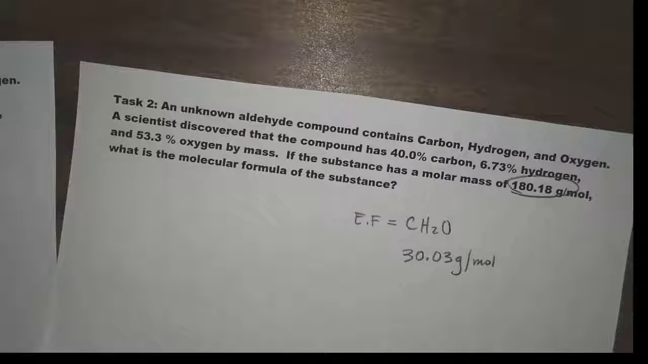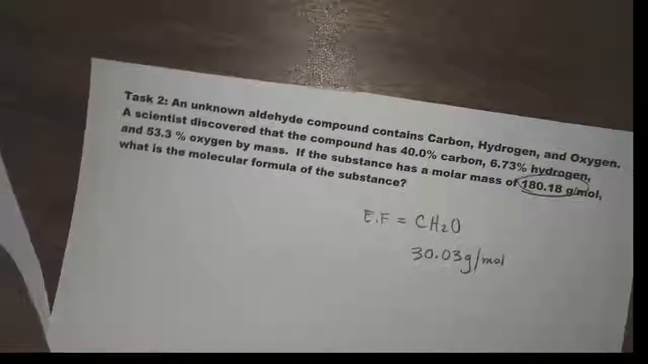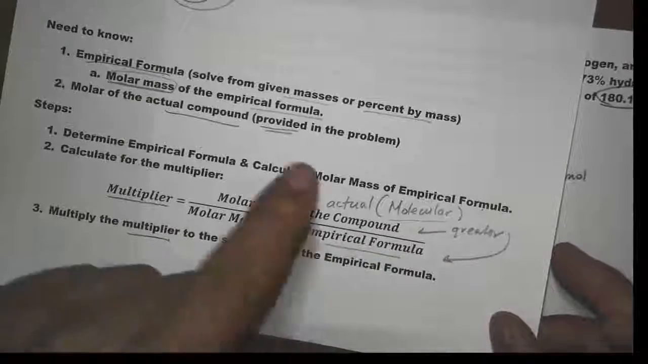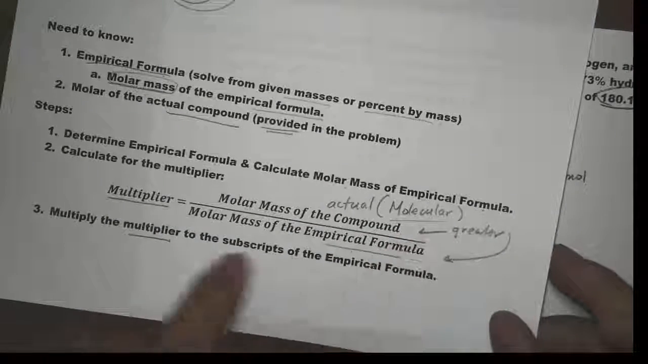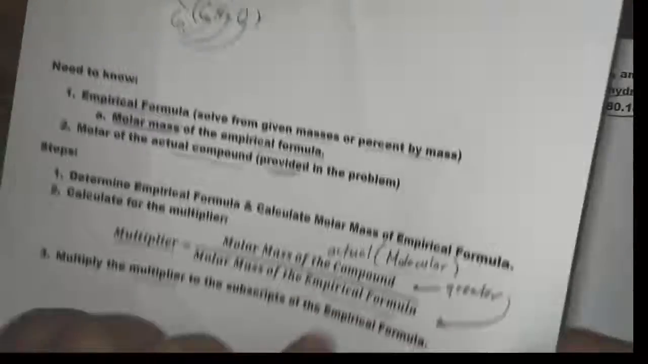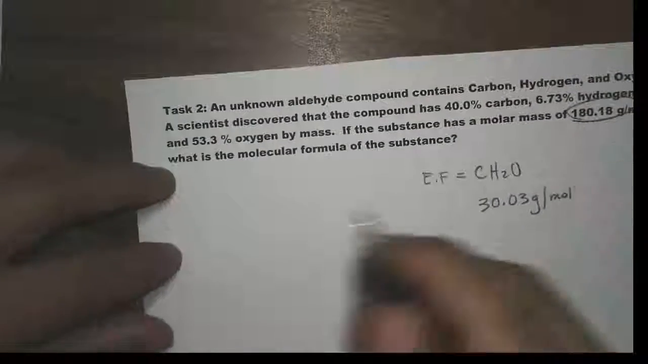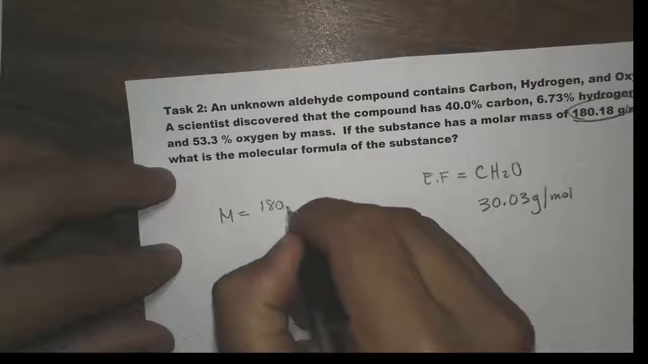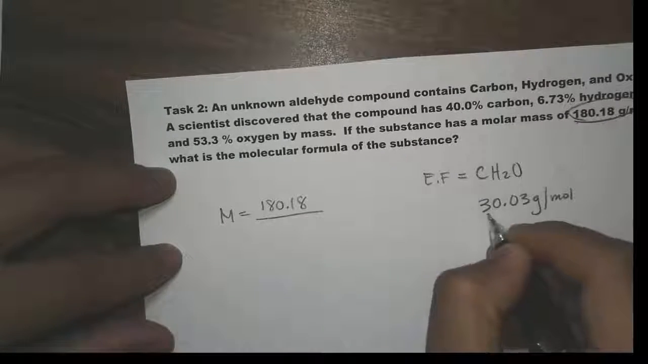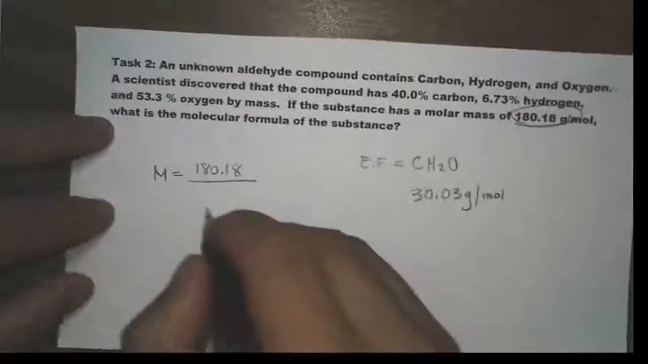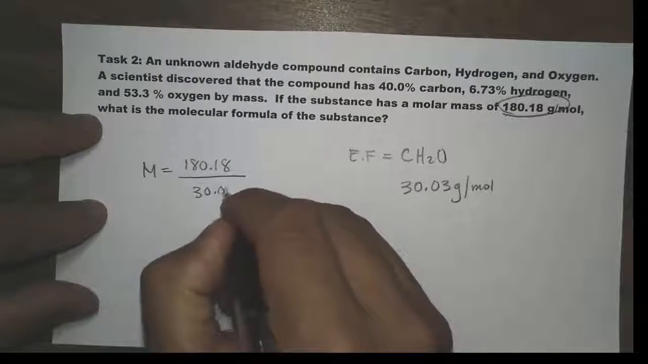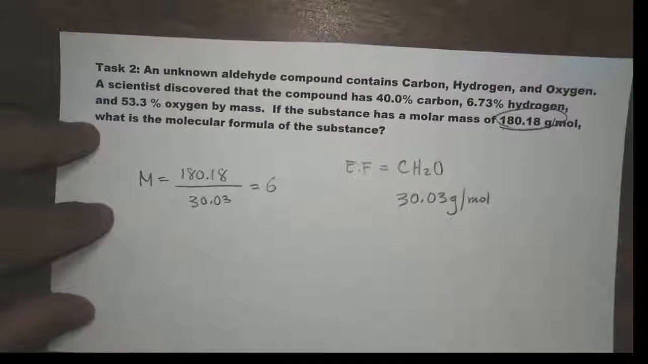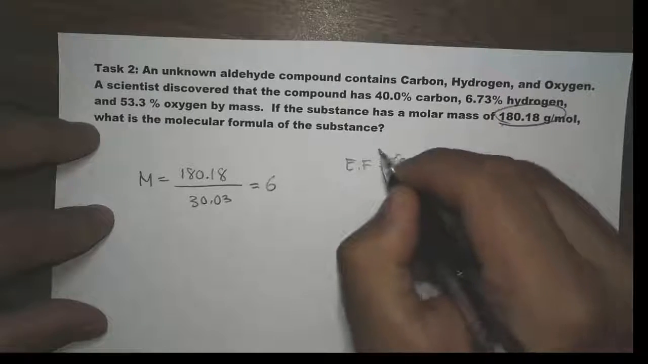And all we have to do in this case is find the multiplier. Again, let's go back to the equation. The multiplier is equal to the molar mass of the actual compound, or the molecular formula, divided by the molar mass of the empirical formula. We call M the multiplier. So M is equal to 180.118 divided by the molar mass of the empirical formula, which is 30.03. And that gives us 6. So all we have to do is multiply this by 6.